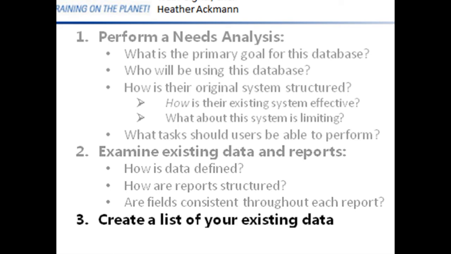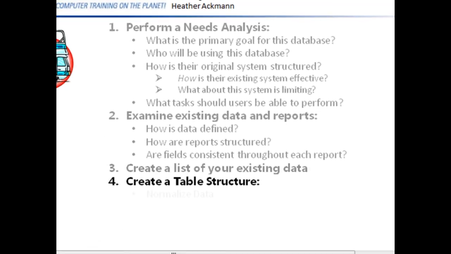Then go through, aside from Access, this is working on pen and paper, and create a grand master list of all of your existing data, all of your existing fields that you're going to start arranging and trying to break up into different tables. Then start creating your table structure. It's a puzzle. Figure out where you're going to place what, normalize your data, plan for relationships, then go through and create your tables on paper first.